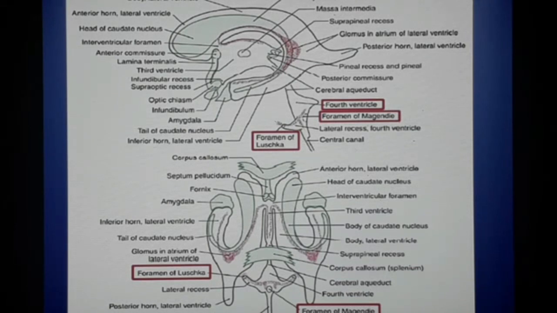So all these recesses help in the flow of CSF from the fourth ventricle to the cerebellum and also to the subarachnoid space. I think you must have understood about the ventricle clearly. For other details, refer to the PowerPoint which I have uploaded in the classroom. Thank you.